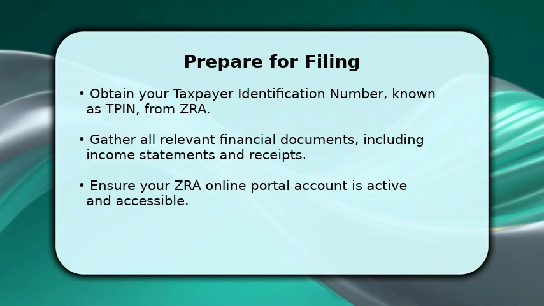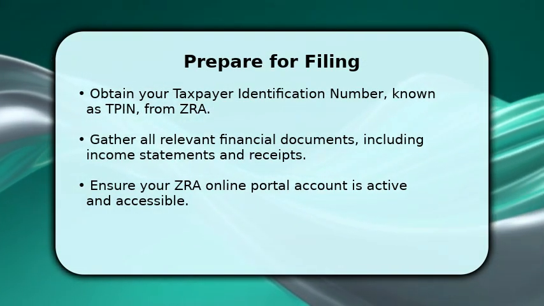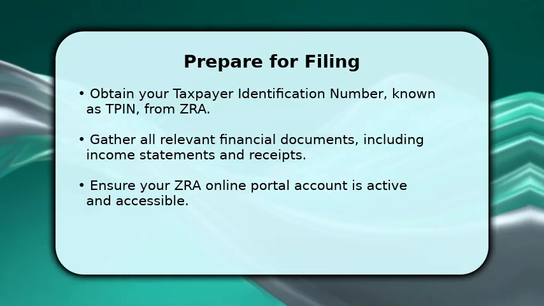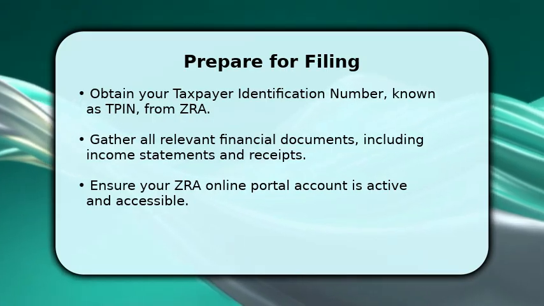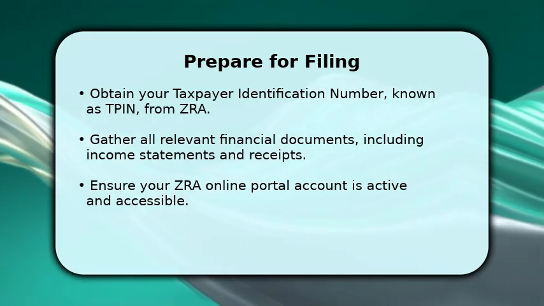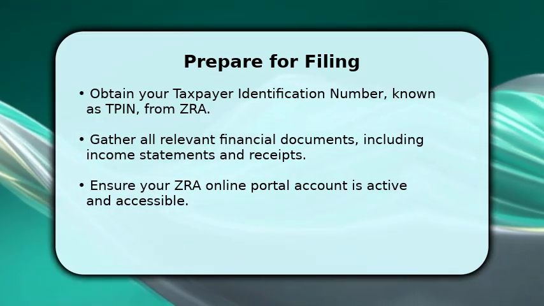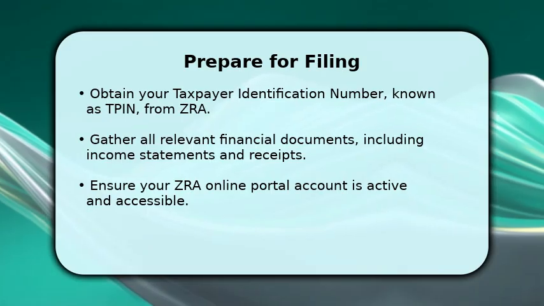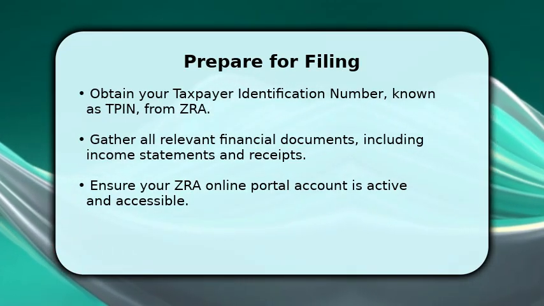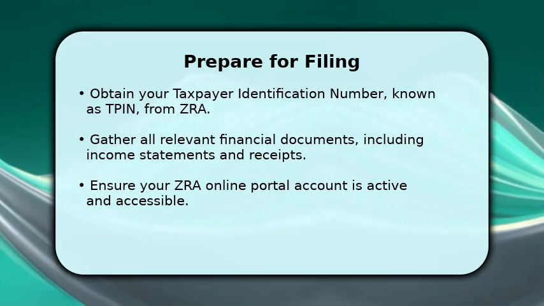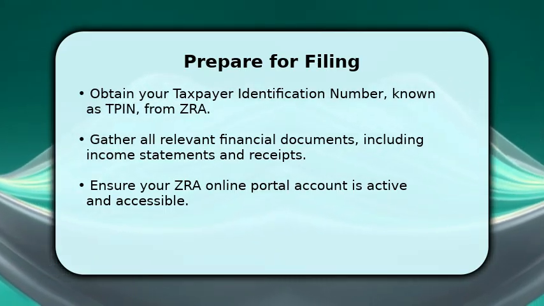Before you begin filing, proper preparation is key. First, ensure you have your taxpayer identification number, or TPIN, readily available. This unique 10-digit number identifies you as a taxpayer. Next, gather all your financial records, such as income statements, bank statements, and any deductible expense receipts. Finally, confirm your ZRA online portal account is active and that your login credentials are correct. This groundwork will make the actual filing process much smoother.